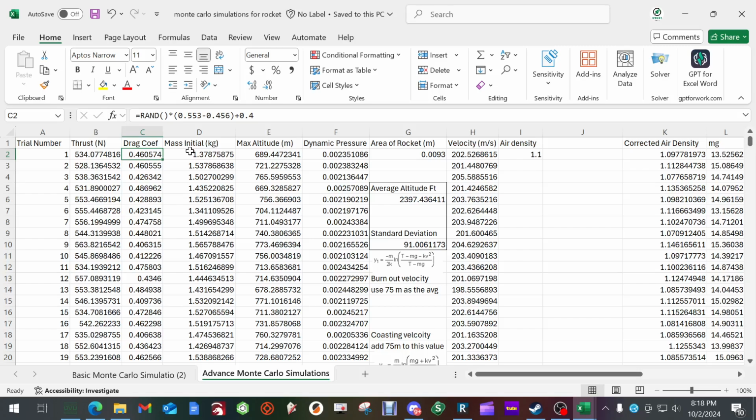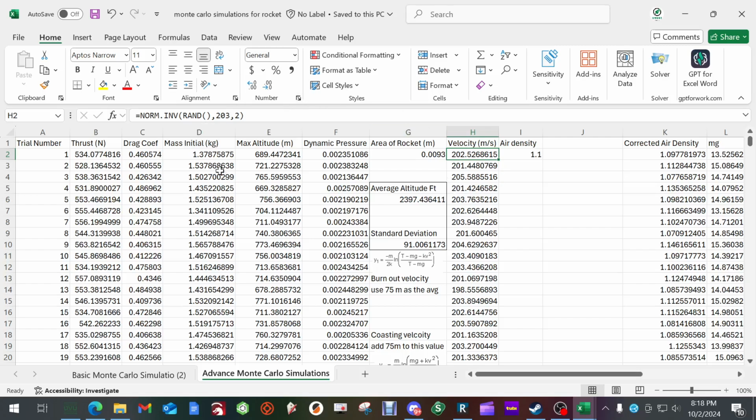Okay, then we'll do the same thing with our mass. It's a normal distribution again. Dynamic pressure, G2, which is our area, that stays constant. This is a perfect example of why we'd use the dollar signs or the string function. And then velocity is just a normal distribution of 203 meters per second with plus or minus of 2 meters per second.